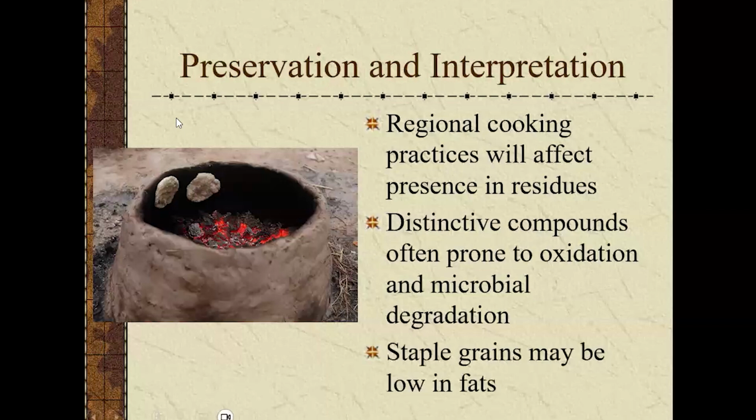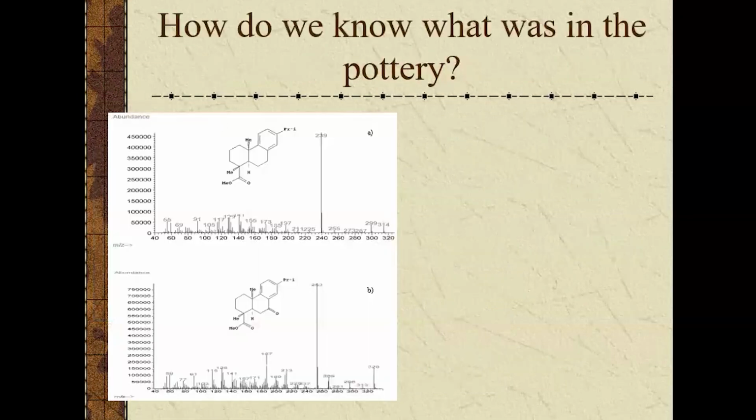And as I said earlier, foods lower in fats tend not to be absorbed within the vessel as well, and so are not preserved as well. Sadly for us, this includes almost every staple grain, except corn, actually. Corn has a fair amount of lipid in it. But even so, corn has less lipid than many animal products. So, for example, if one's looking at wheat, at rice, at millet, all of these staple grains are low in fats and will tend to be preserved less well in residues.